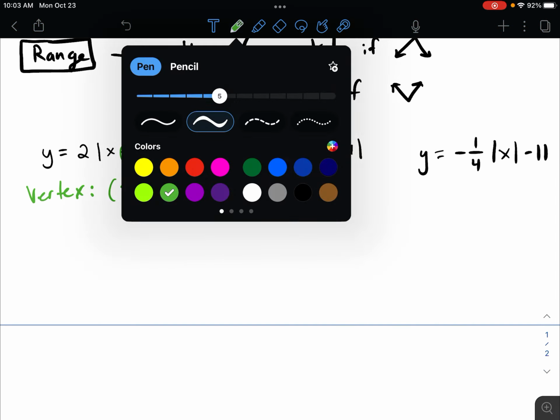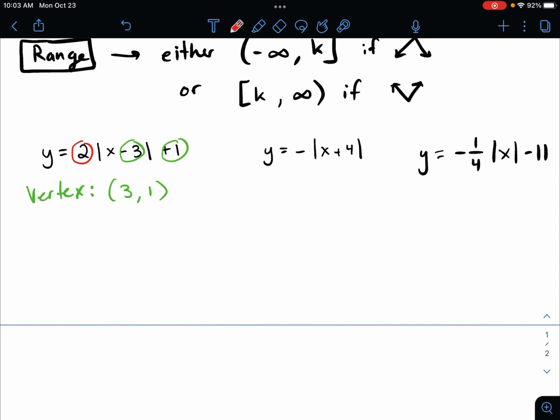All right. If we think about the value of a here, we see that a is 2. So this means this will be narrower than my parent function. All right, it's going to be skinnier, and it will also open up because it's positive. All right, so it opens up.